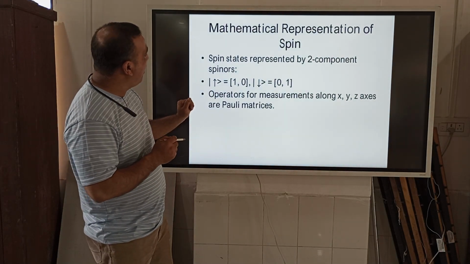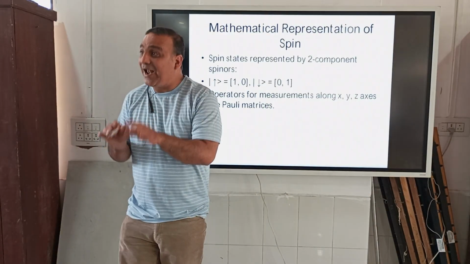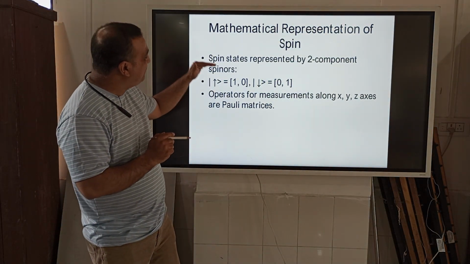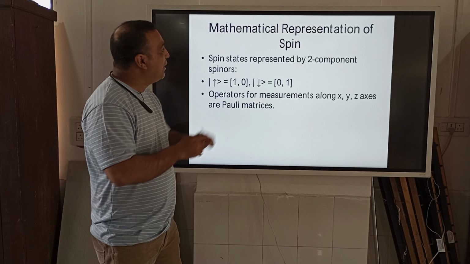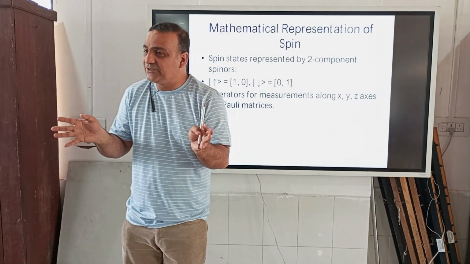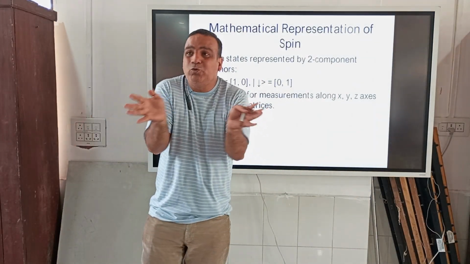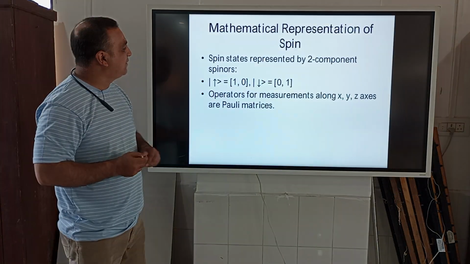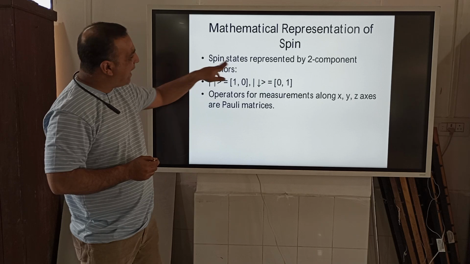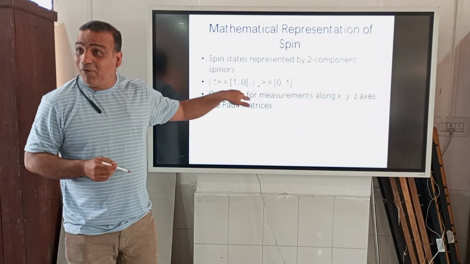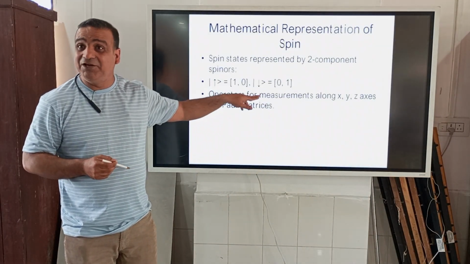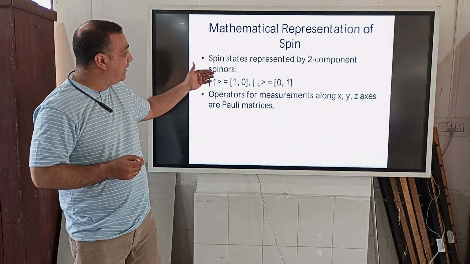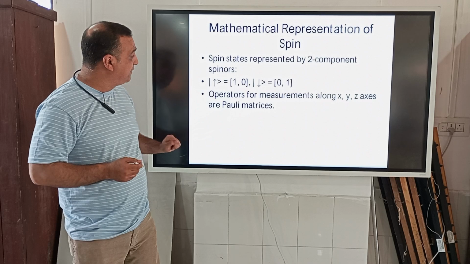So we have to have a mathematical representation of spin, and these spin states are represented by two component spinors. Now what is a spinor? It's a two-dimensional vector space. A spinor is a two-dimensional vector space. So these things, the spin up and spin down, are not in the form of rho; that is not the actual representation that I will choose. I will be choosing a column vector for spin up and spin down, so we'll discuss it.